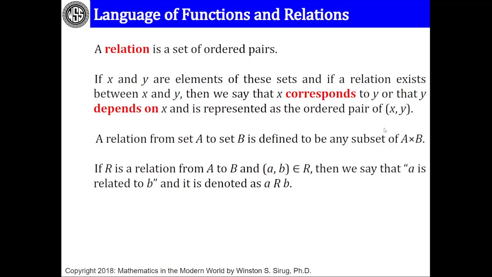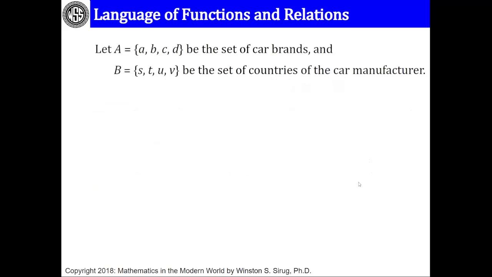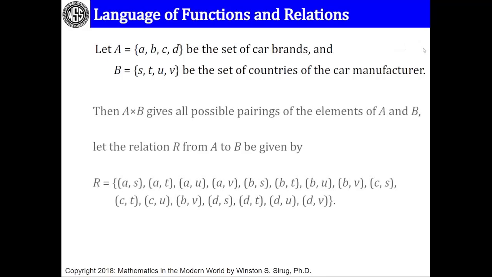A relation from set A to set B is defined to be any subset of A times B. So if R is a relation from A to B and the ordered pair (a, b) is an element of R, then we say that A is related to B, and it is denoted as a R b. Okay, so let's say A is equal to {a, b, c, d}, the set of car brands, and B is {s, t, u, v}, the set of countries of the car manufacturer.